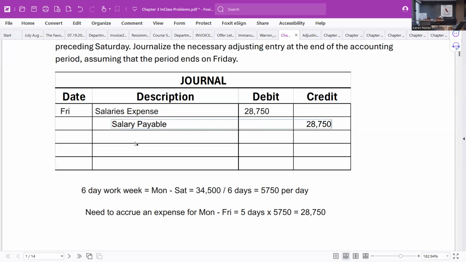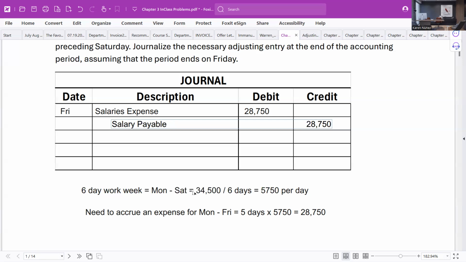So again, what are we doing? We are recognizing that the accounting period ends on Friday. Monday through Friday is only 5 days. Their normal work week is Monday through Saturday. So normally they don't recognize the expense related to the work week until Saturday. But this accounting period ends on Friday, a day before Saturday.